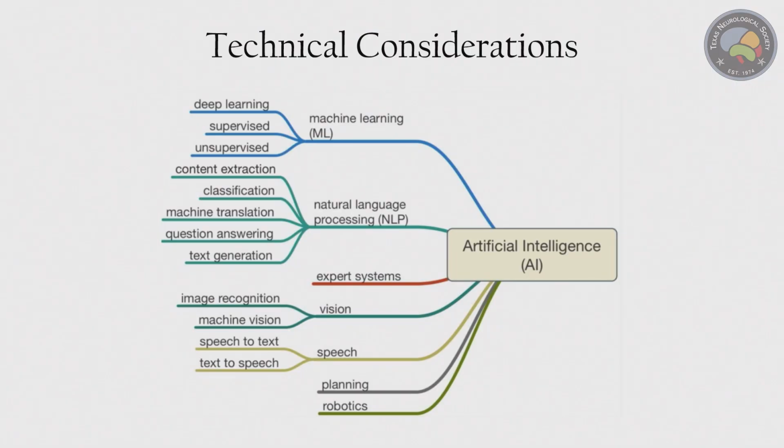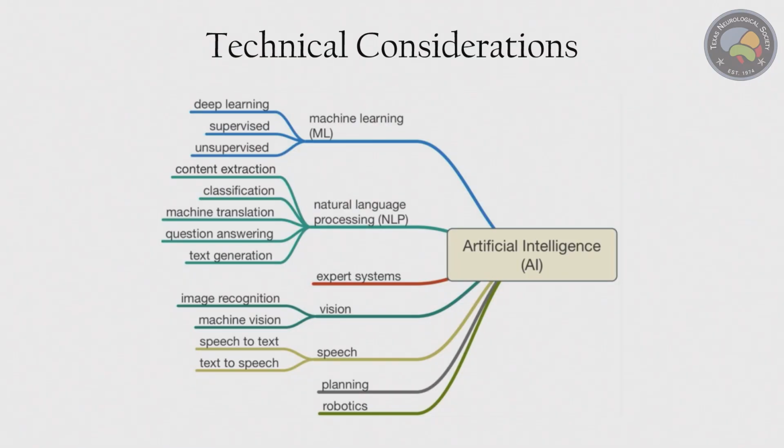ChatGPT, Perplexity, Claude, DeepSeek R1. Then you have your vision AI models, your speech AI models. DAX Copilot is one of them. Dragon is one of them. And then you have robotics and planning as well. And when we talk about machine learning, we're talking about higher, deeper learning, both supervised and unsupervised. When we talk about natural language processing, this is content extraction and classification. This can be machine translation, question answering, and text generation.